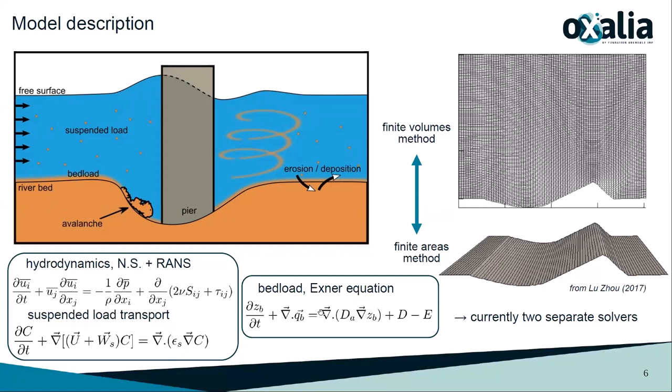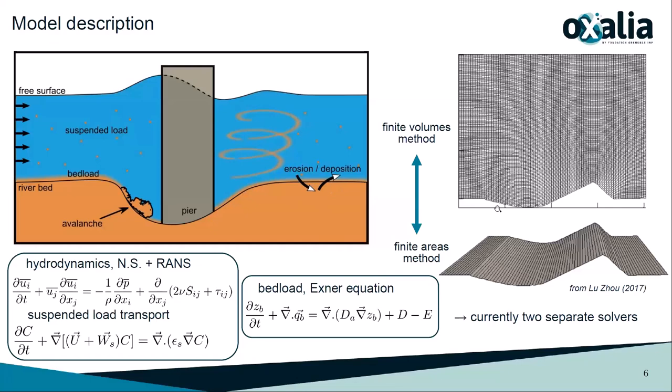And then for the bed load, so bed load is all the sediment transport, the sediment which roll and slide along the bed without moving it. I have the Exner equation which gives the evolution of the bed level in time depending on the bed load. You have also sediment avalanches which can occur when the local slope exceeds the angle of repose, and you also have exchange between the bed and the suspended load with the erosion and deposition term.